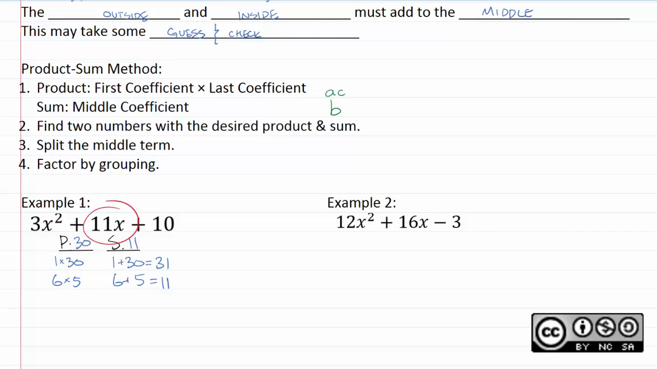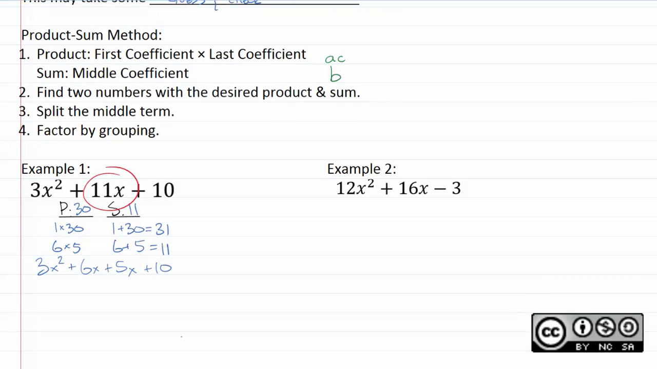Next up, I'm going to split the middle term. 11x can split using these numbers I just found: 3x squared plus 6x plus 5x plus 10. Now for step 4, we factor by grouping. Out of the first 2 terms, I can factor out 3x. I'll get x plus 2. Out of the other 2 terms, I can factor out 5. That will also be x plus 2. I get 3x plus 5 times x plus 2.